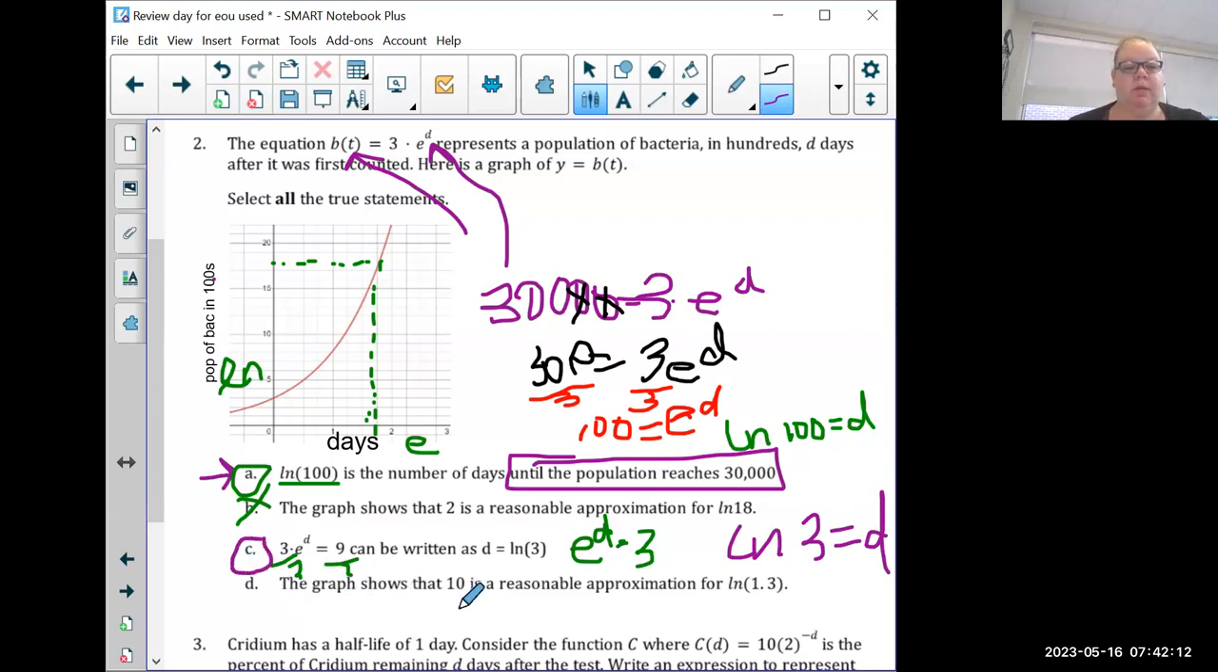And then D, the graph shows that 10 is a reasonable approximation for ln 1.3. This one's a trick because if you read it the wrong way, ln is on this side, and 1.3 would be down here. It doesn't even hit the graph on the positive side, it's somewhere on the negative side. But if we flipped it, which we shouldn't, 1.3 would be someplace in here, and then 10 would be a good approximation for that. So they're just flip-flopping it. If it said the graph shows that 1.3 is a reasonable approximation for ln 10, yes, that would be true. But since they flip-flopped it, it's not D. All right, that's it.